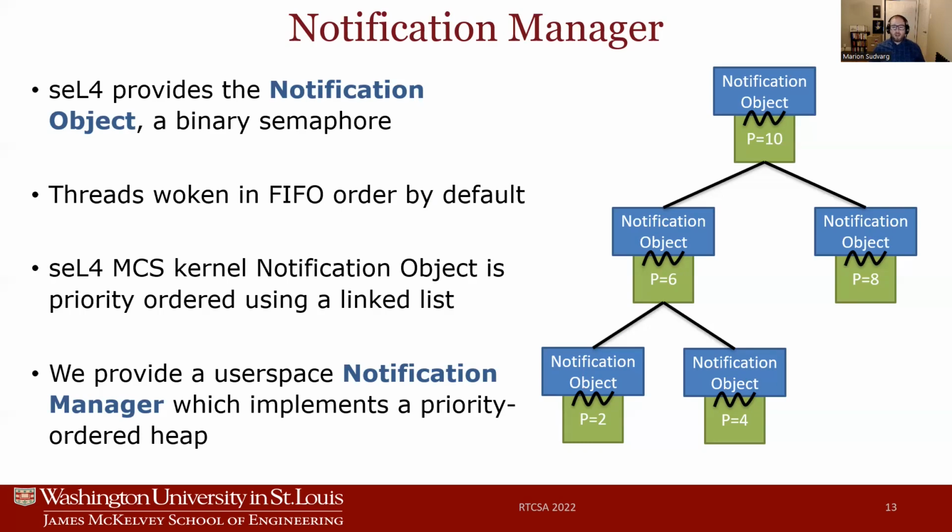We instead provide the notification manager, which implements a priority ordered heap. Each thread is bound to its own notification object, and these are ordered according to the task priority of the request received by that thread. When the notification manager is signaled, the signal is vectored to the notification object held by that thread with the highest request priority. Then this thread can wake up, remove itself from the heap, and proceed as it needs to proceed.